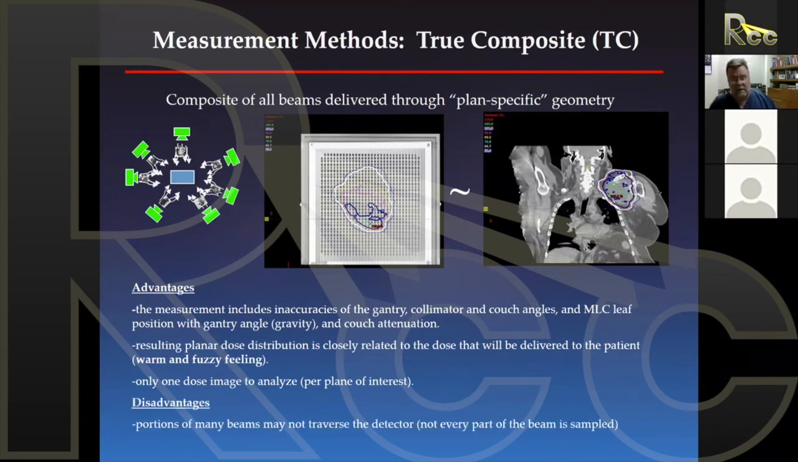The disadvantage is that portions of the beams may not traverse the detector. Not every part of the beam is sampled. So this can be an issue. Once again, when we begin these, and anytime we make changes, multi-plane analysis is a good idea.